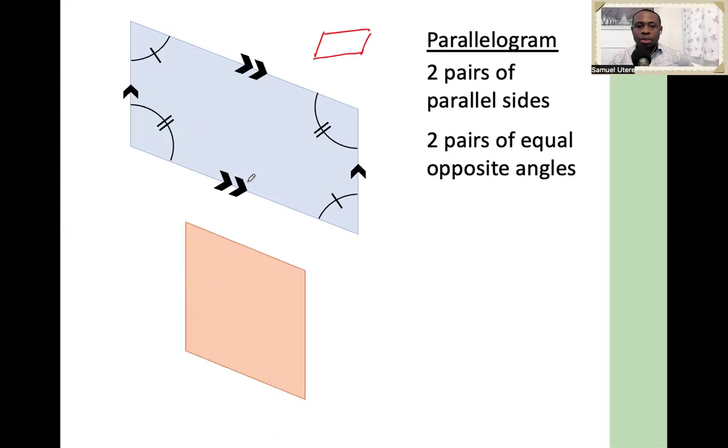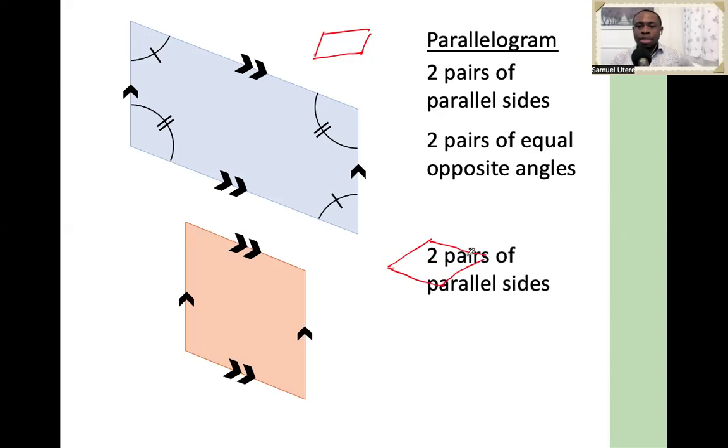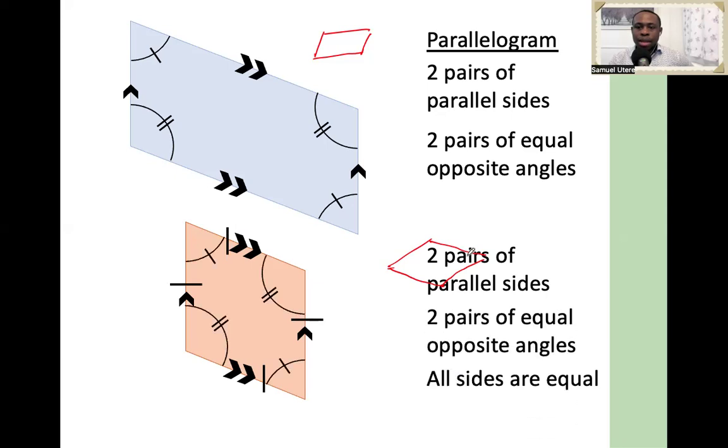Here is another special one. Imagine if we were to put this shape on its side. Some people call this a diamond. This shape here is called a rhombus. First, let's talk about the properties. It has two pairs of parallel sides. All sides are equal. And it has two pairs of equal opposite angles. So it maintains most of the properties that the parallelogram has.